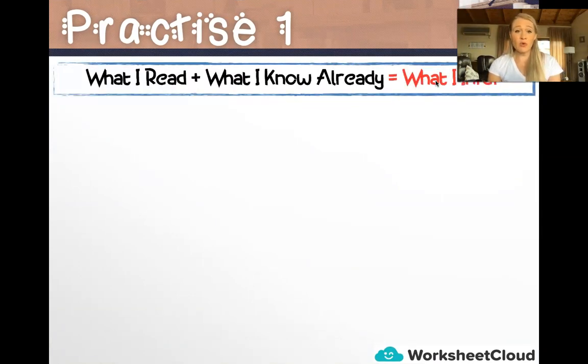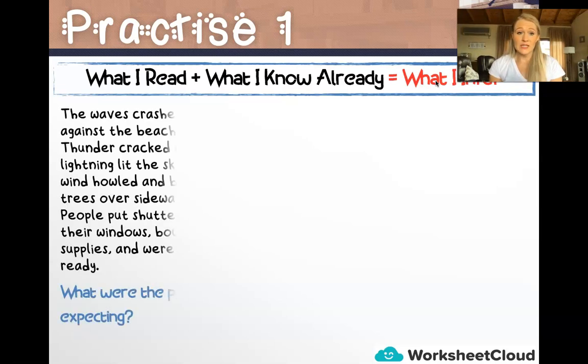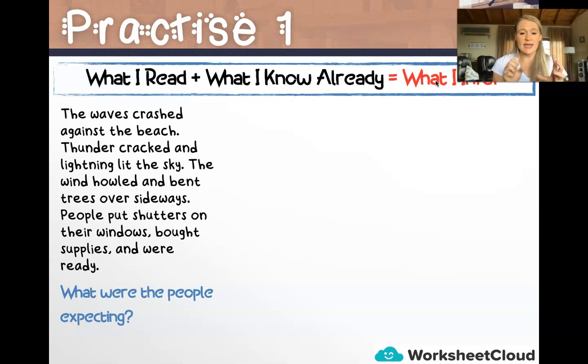Okay, so remember, what I read and what I know already is equal to what I infer. I'm going to read a little extract and then I'm going to ask a question. The waves crashed against the beach. Thunder cracked and lightning lit the sky. The wind howled and bent trees over sideways. People put shutters on their windows, bought supplies, and were ready. Now, that is a very short piece. And the question that I'm asking all of you: what were the people expecting?